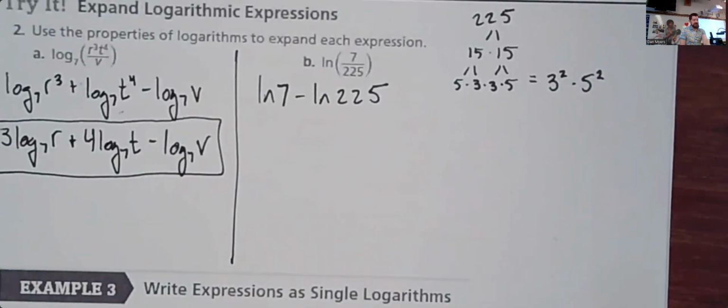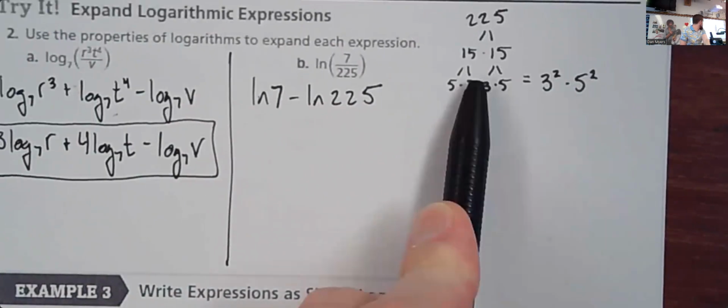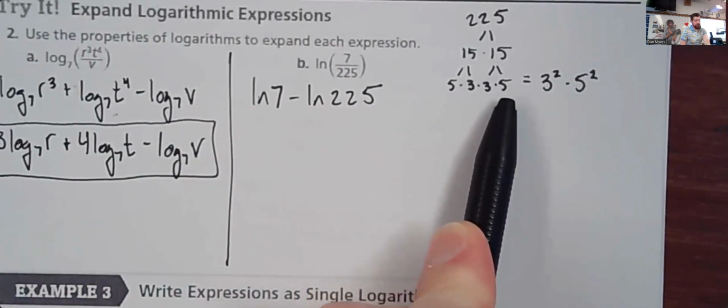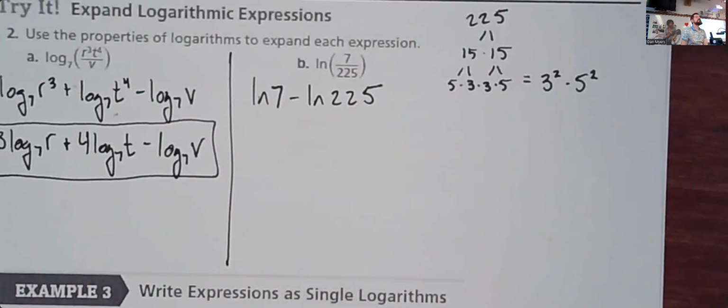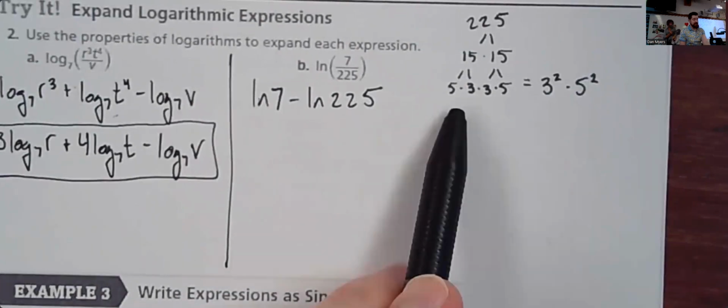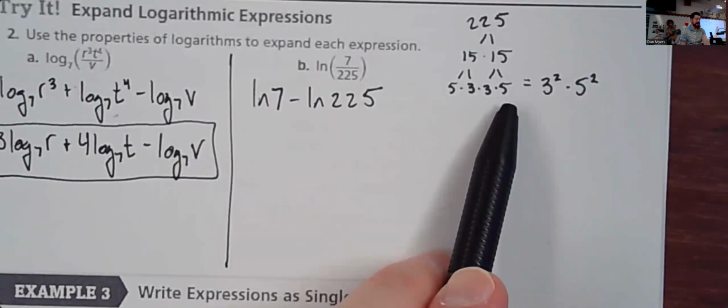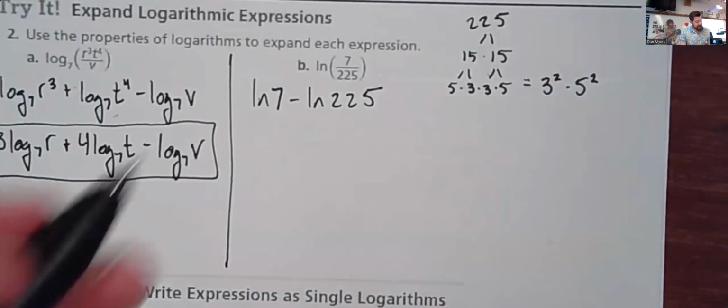You see the prime factorization here? 225 turns into 5 times 3 times 3 times 5, or 3 squared times 5 squared. You have to break the 15 down, because we're going with prime factorization as opposed to just some factorization. Prime meaning break it down to the prime numbers that are factors of this number, all the prime numbers. So this is going to be ln 7.